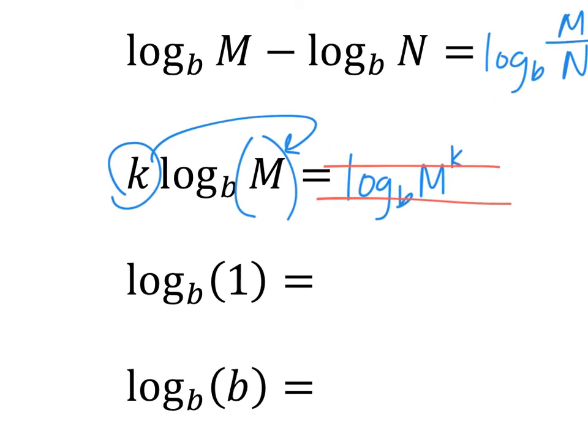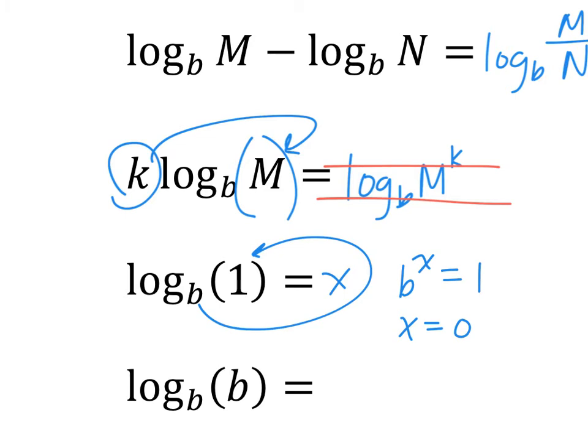Rule number 4, log base b of 1. Remember, this is really asking the question, b to the what is 1? So what is it? 0. The only way you can get 1 is if the exponent is 0. So x is 0. In fact, any log of 1 is always 0. So you're just going to remember log 1 is 0, no matter what base.